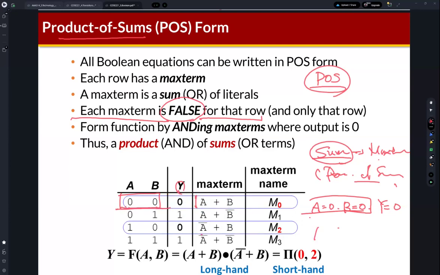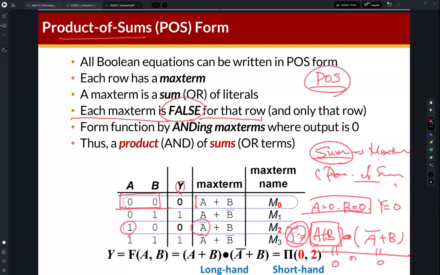Like A plus B. So this is the max term, and then A bar, because A is 1, A bar plus B. And then these are multiplied. Okay, and because we just select the max terms that can make Y 0, it will make Y 0. So if one of these max terms is 0, right? If 0 and the other, then Y will become 0 because this is the AND.